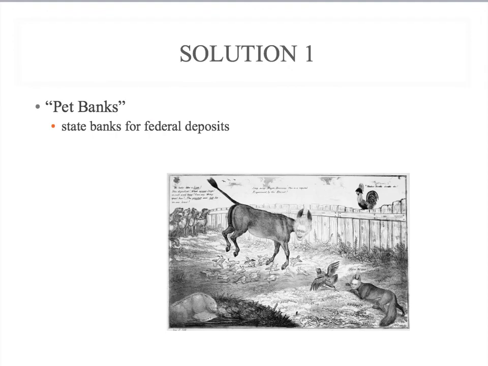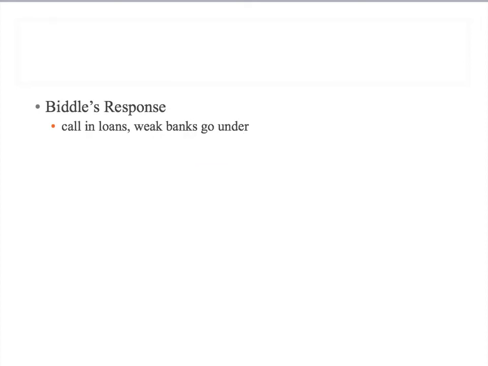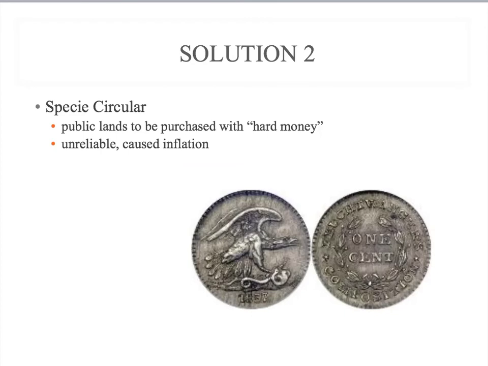So the first thing Jackson does to this Bank of the United States problem is he institutes pet banks, which were simply state banks that were used for federal deposits. In response to that, Biddle says, no, it's not going to work. So he starts calling in loans and basically forces weak banks, or those that were not what we call solvent, to go under. In other words, to close their shop, and people lose their deposits.